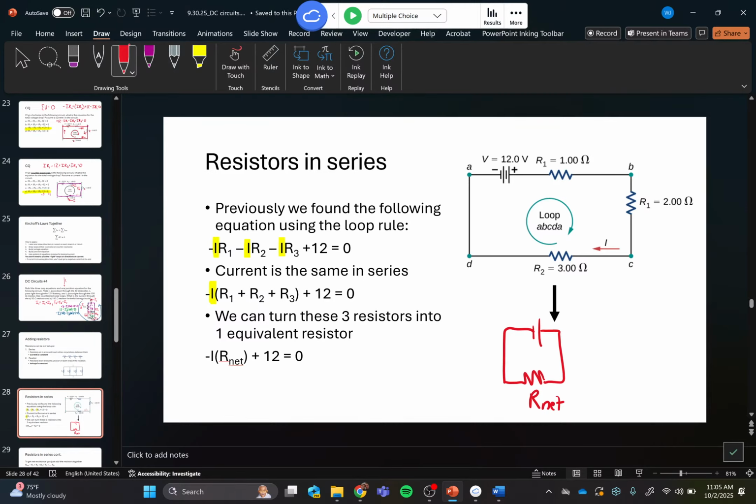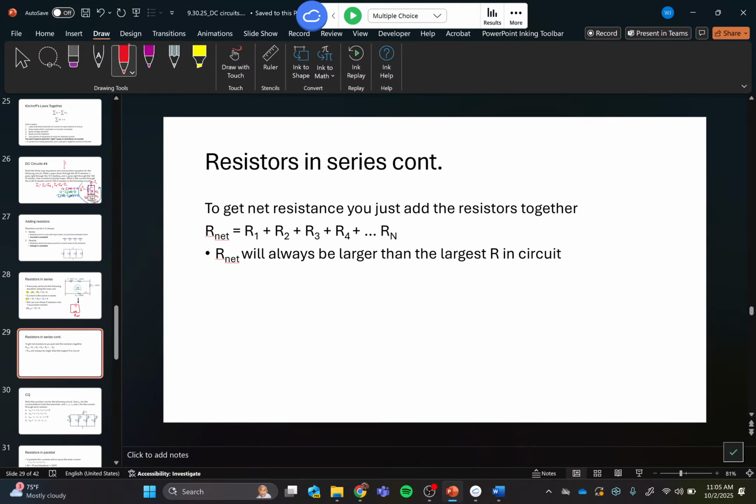How are we going to do the parallel? Junction rule. All right. Great. There's a nice summary slide. In series, when you add them together, you always get a bigger resistor. There is no such thing as a negative resistance. There are no resistors with a negative resistance. They just don't exist. Because what would a negative resistor mean?